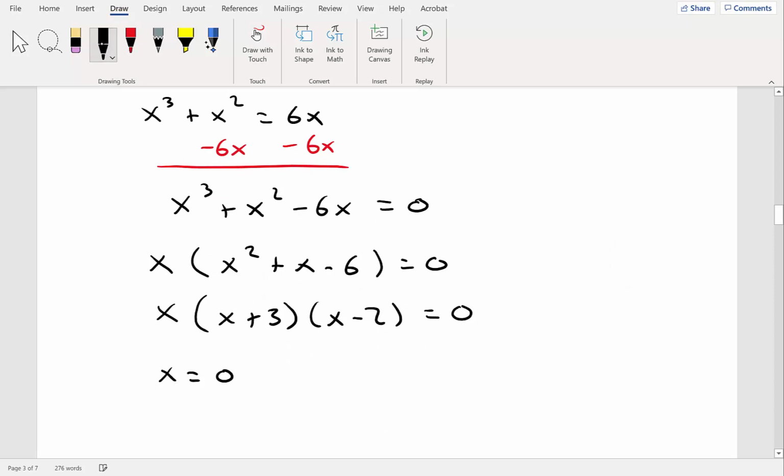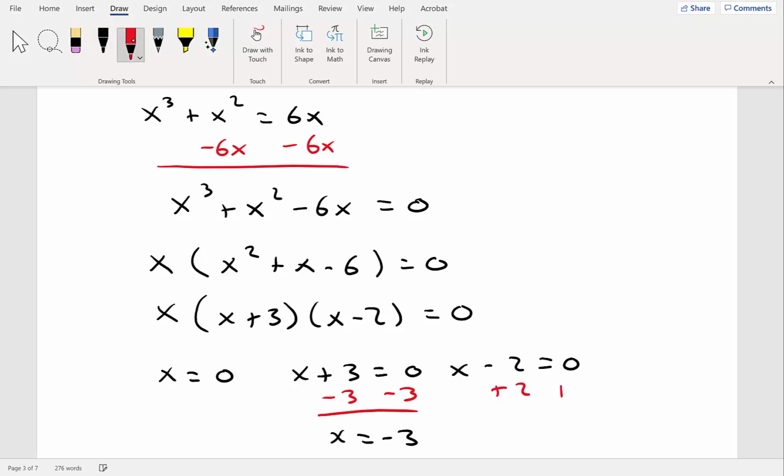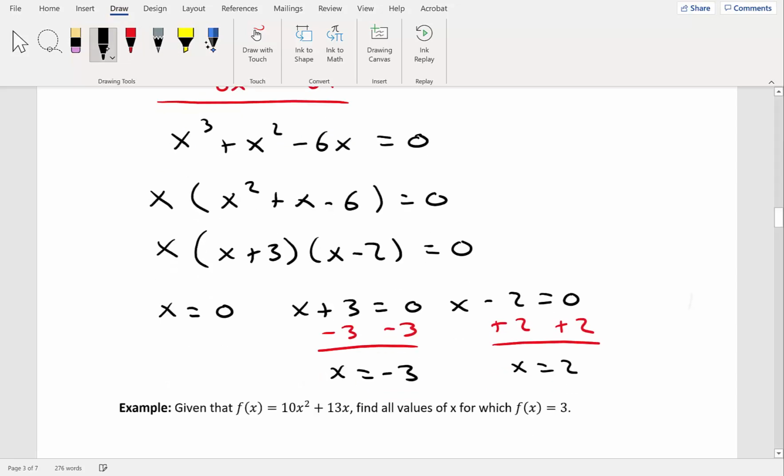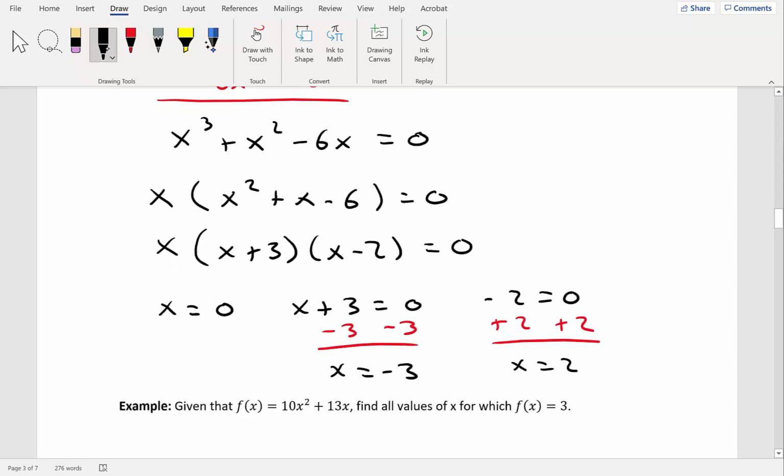Let's set each factor equal to 0 and then solve. So for the first equation, this is already solved. x is already by itself. So one of our solutions is x equals 0. Next equation, let's subtract 3 from both sides. We get x is equal to -3. And then the last equation, let's add 2 to both sides. We get x is equal to 2. So we have three solutions in this problem. We have x equals 0, x equals -3, and x equals 2.